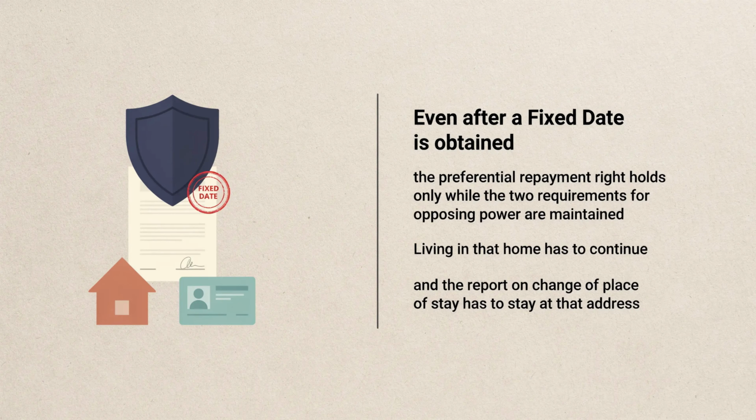One more thing. Obtaining a fixed date is not the end. The preferential repayment right holds only while the two requirements for opposing power are maintained. Living in that home has to continue until the deposit comes back, and the report on change of place of stay has to stay at that address. If either one stops, the preferential repayment right can be lost.